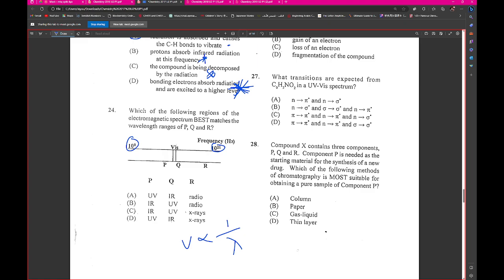Alright. And we already know the frequency, right? X-rays would be the highest frequency and IR would be the lowest frequency. So we know that already. So what is happening here? Compare the frequencies and the wavelengths and put them where you need to put them. So P would be in what range? Low frequency.